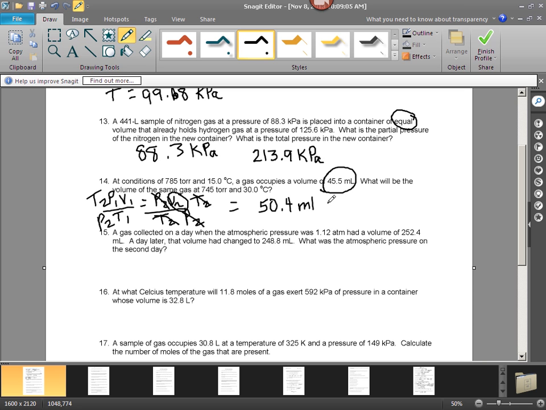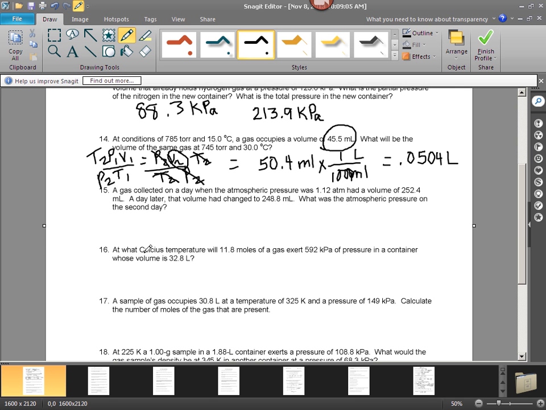If you were told, which you weren't, but if you were told that the answer had to be given in liters, then you would convert. Or if it was multiple choice and all of your choices were in liters, then you would convert. A liter is 1,000 milliliters, so you would end up dividing, and it would be this many liters. That was not a requirement for this question. I'm just showing you just in case you had to do some conversions.